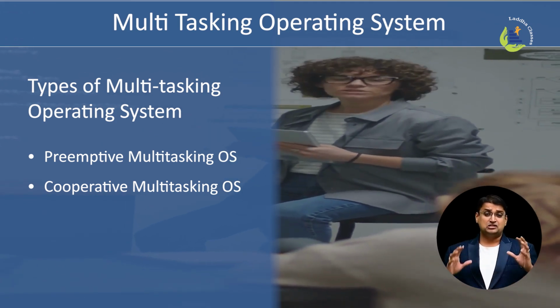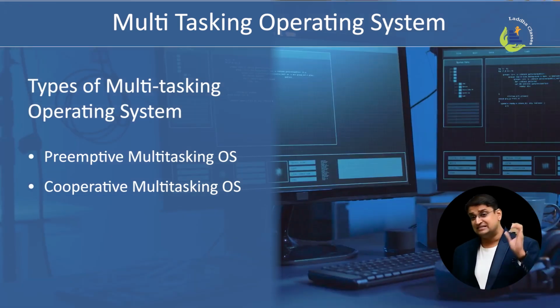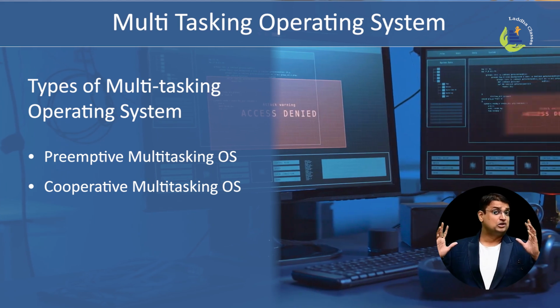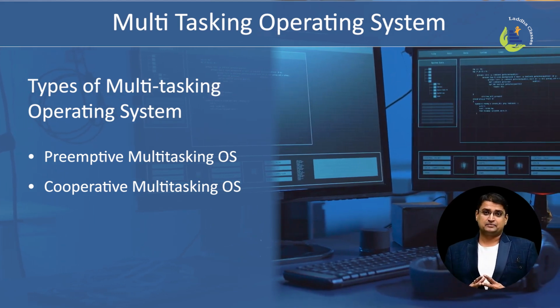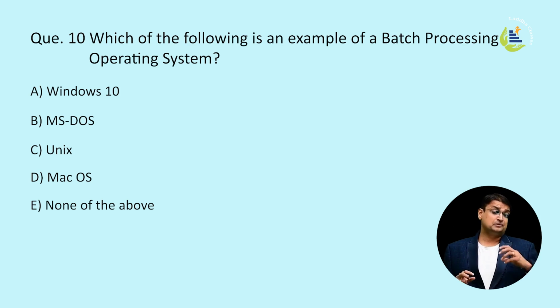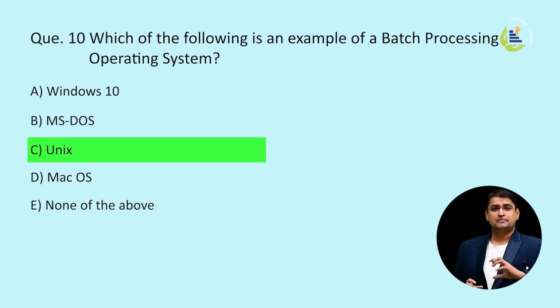If a process fails to do so, it can monopolize the CPU, making the system unresponsive or causing other programs to hang. Question 10. Which of the following is an example of a batch processing operating system? Options are Windows 10, MS-DOS, Unix, Mac OS. None of the above. Correct answer option is C, Unix.